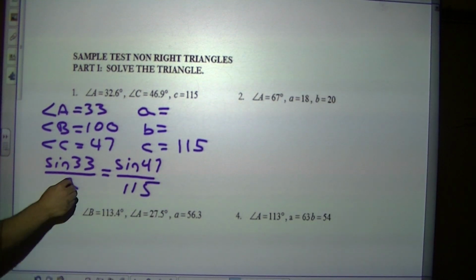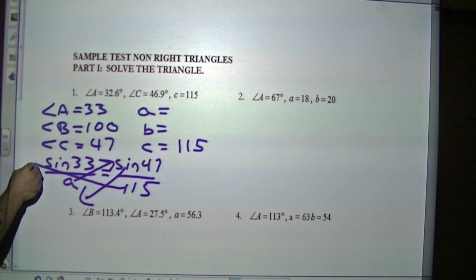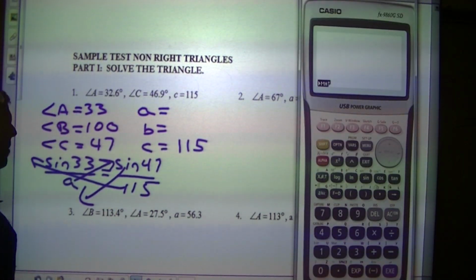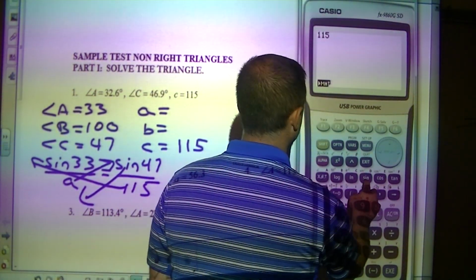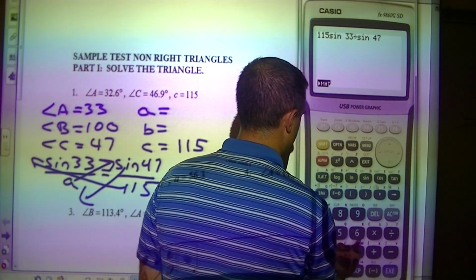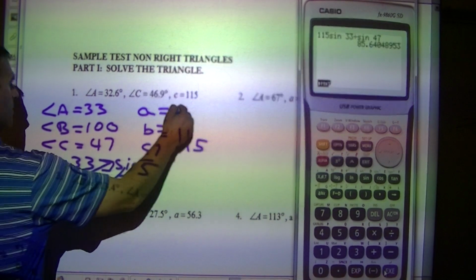Okay, so what's going to happen is a is going to come up, sine 47 is going to go down, 115 is going to go out in front there. So I'm going to do 115 sine of 33 divided by the sine of 47. I'm going to round that, about 86.